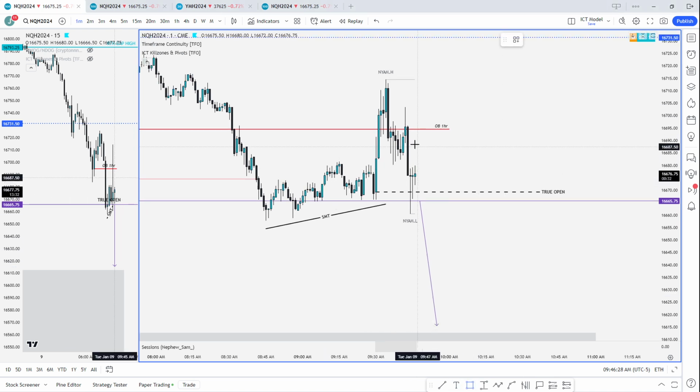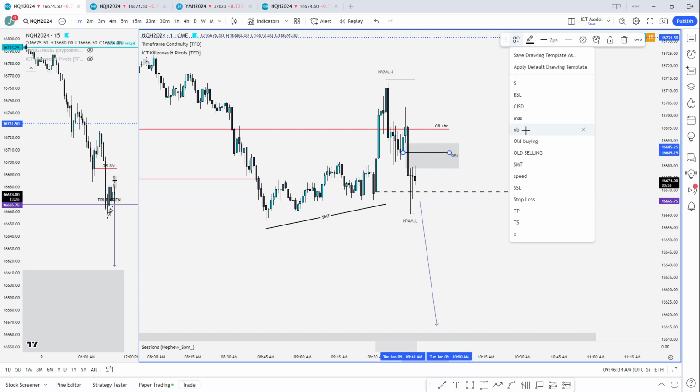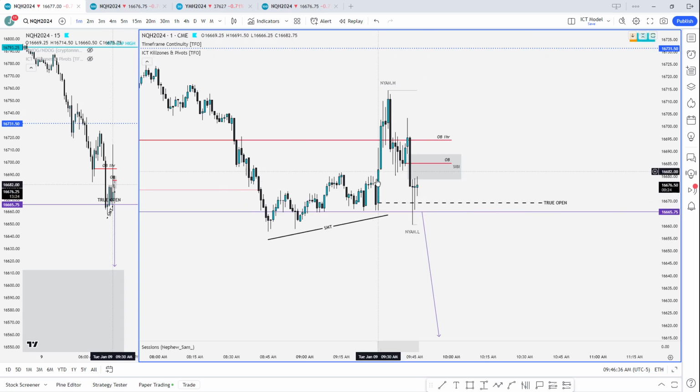All right, so watch how this gap here holds. We also have an order block next to it right here. So that's 2 PD arrays already. And you can also look at this inversion gap as the third one.